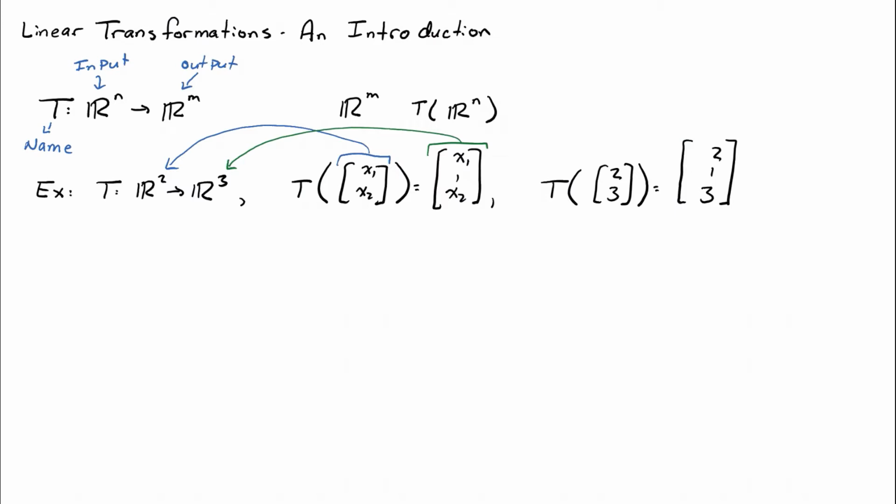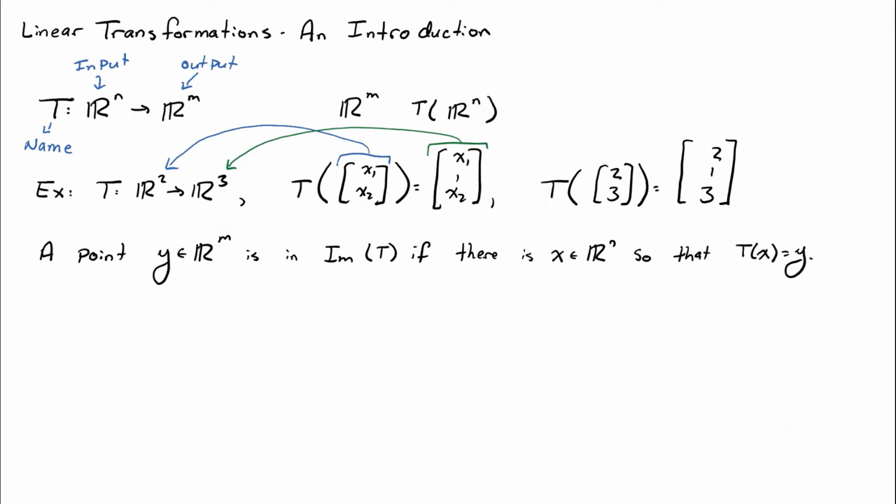The image of a function is all the points hit by the function. More specifically, a point y in Rm is in the image of T if there is an x in Rn so that T(x) = y. We're going to encounter this quite a bit. For now, it'll be useful to know it's a thing.